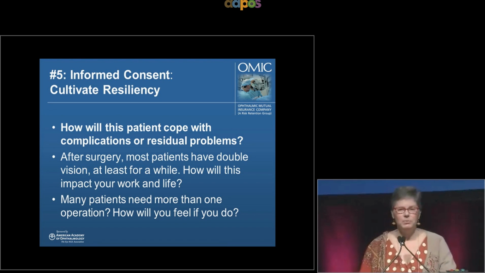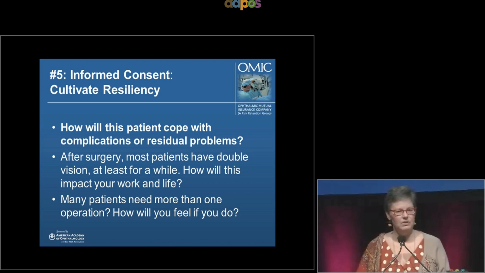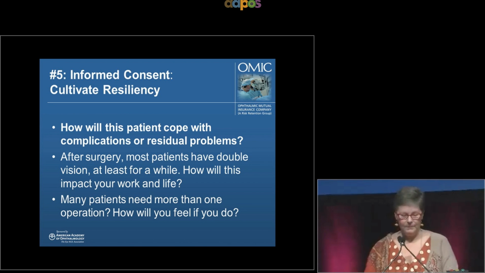So here, diplopia was one of the big drivers of the strabismus claim, so asking people, many people have this for a while. How will this impact your work and life if you have double vision for a while? If you need more than one operation, how will you feel about that? And again, you don't want anybody to be surprised, so you're planting the idea in their head that, oh, I might have double vision. Well, that's going to be really hard, so I think I'll talk to my boss about it, and if this comes up, I'll need some extra time off.